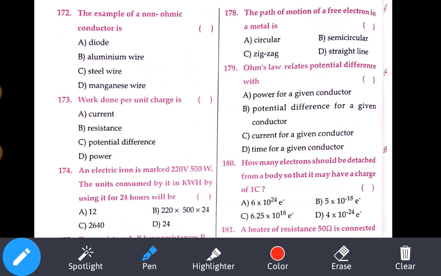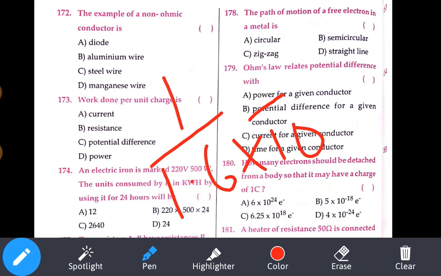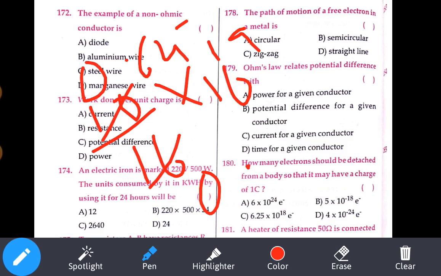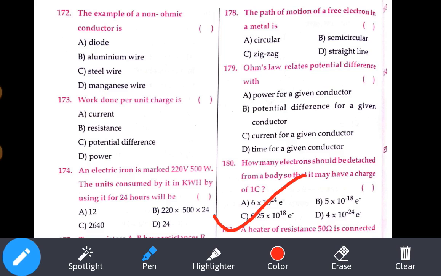Okay, wait. Q, 1 by 1.6 into 10 to the power of minus 19. Okay, minus 19. 10 by 16 is nothing but I think it's 0.625. Okay, 0.625 into 10 to the power of 19. If I remove one decimal, it becomes 10 power 18. So 6.25 into 10 to the power 18 is our answer.